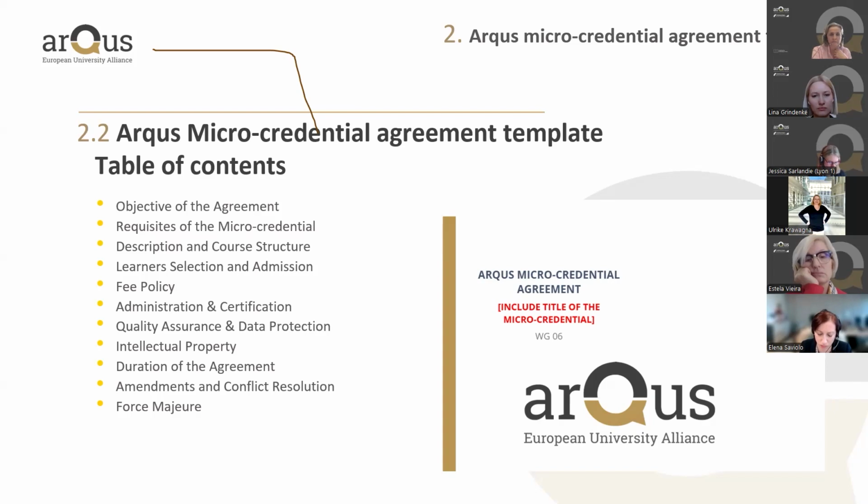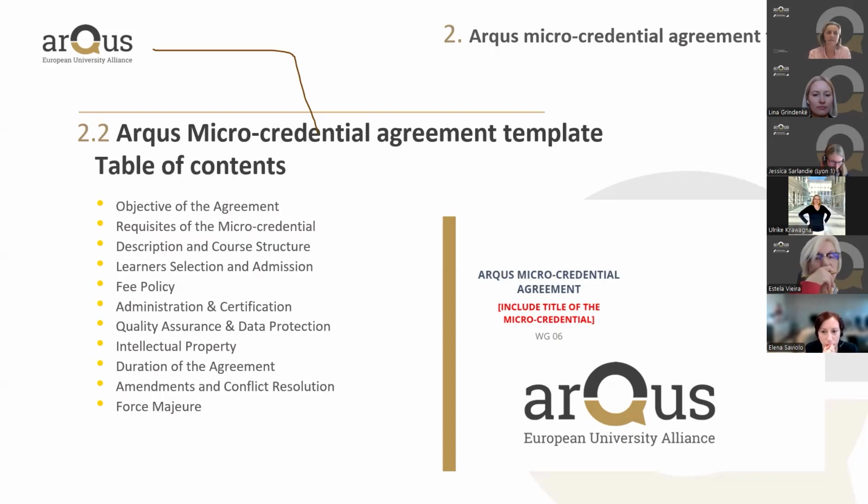The next one, administration and certification, covers the administration of learners, the issuing of certificates, and the data evaluation process. Quality assurance and data protection describes the implementation of local evaluation and feedback systems and data protection in accordance with relevant regulations. Intellectual property acknowledges the ownership of the intellectual property rights and outlines the agreement's implications on these rights.